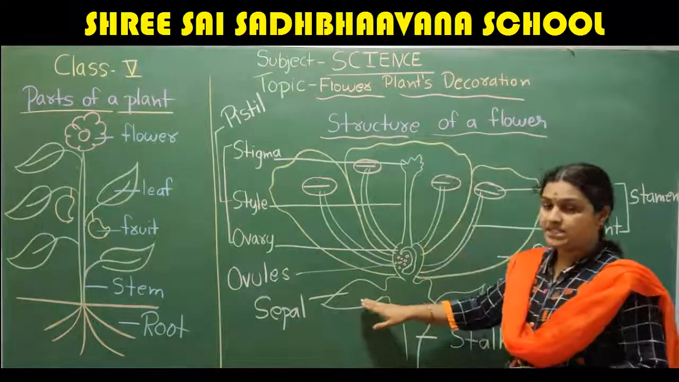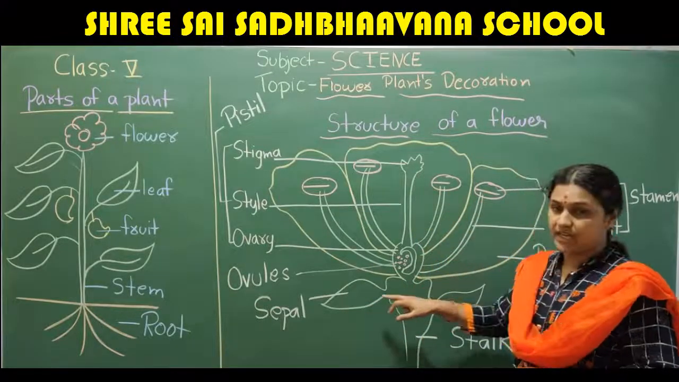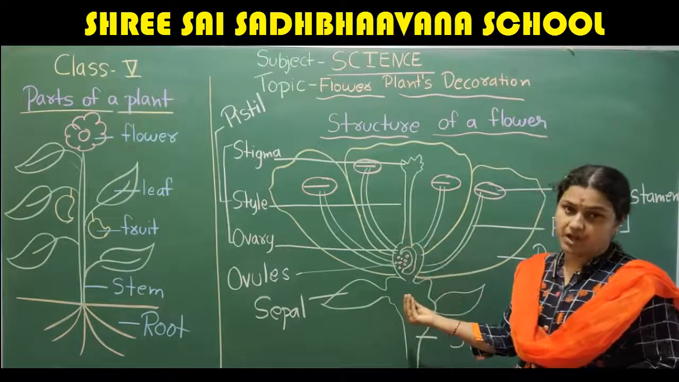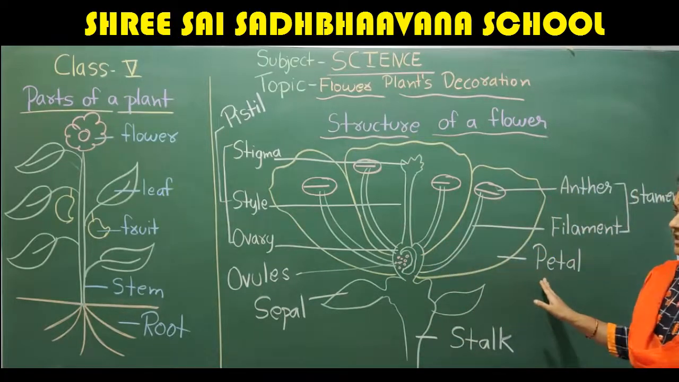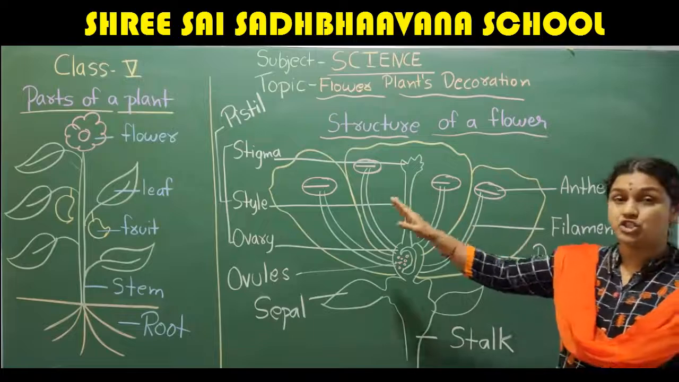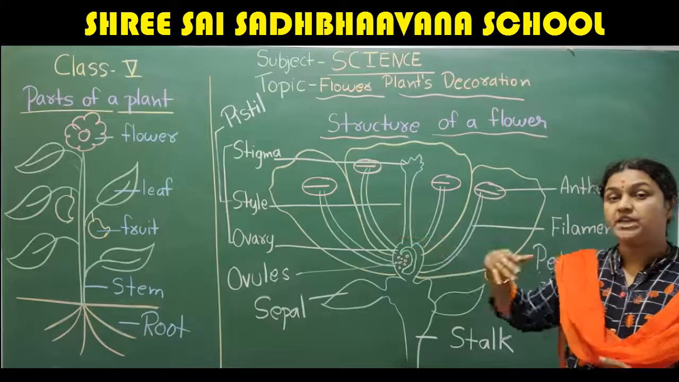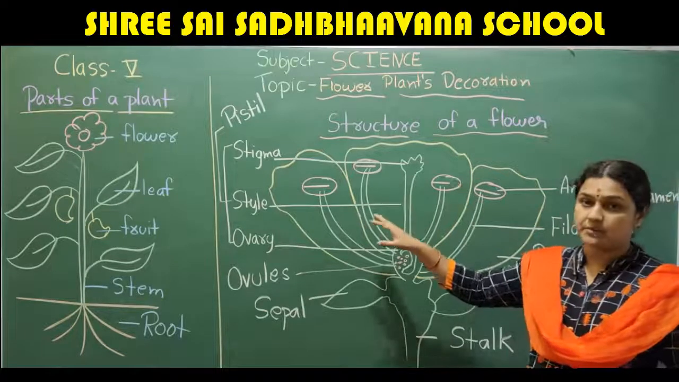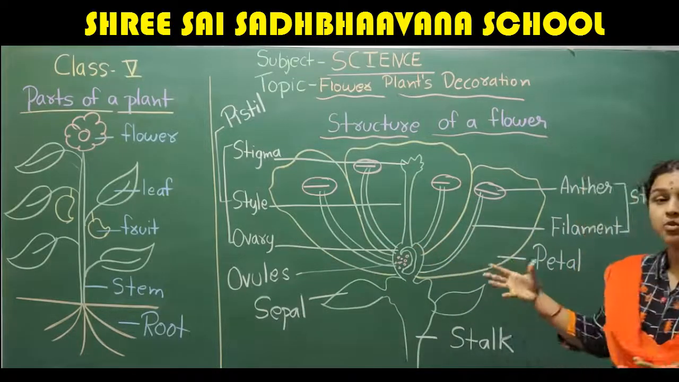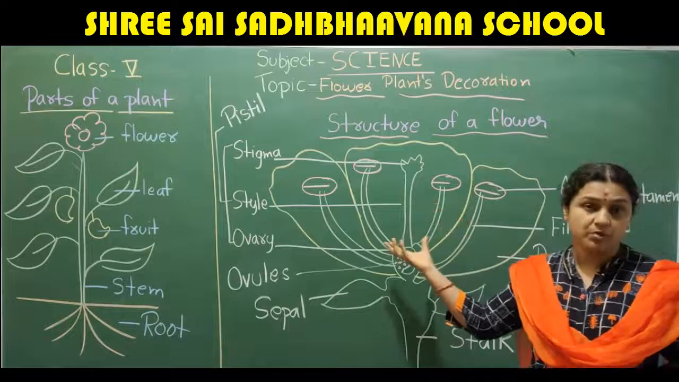And then we have the sepal. They are the small leaves that are under the flower. And then we have the petals. The petals are in different shades. In different flowers, they are in different colors and in different shapes. The petal is the most beautiful thing in the flower.